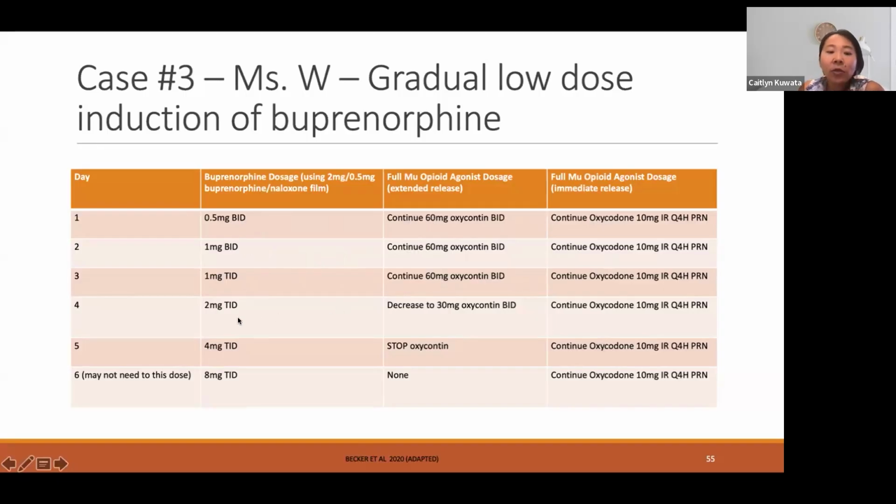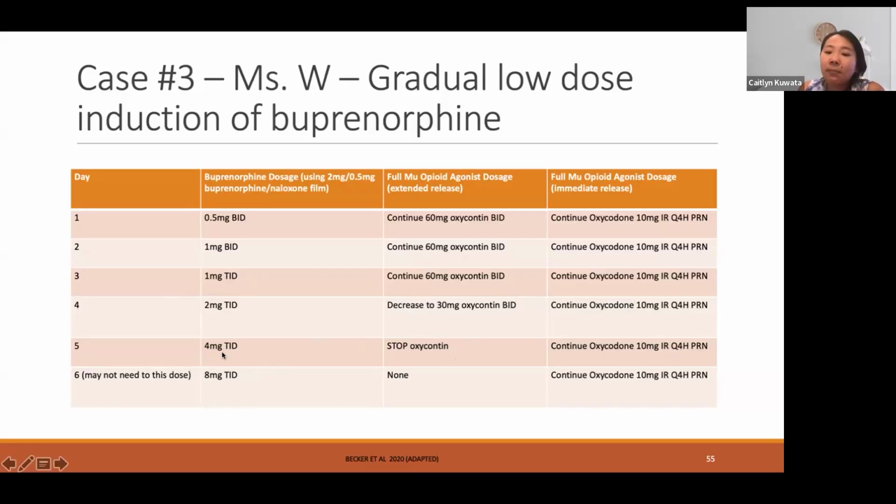On the fourth day, you could do a whole sublingual buprenorphine film 3 times a day, but you decrease your OxyContin long-acting in half. So now you're doing 30 milligrams BID, and you still have your PRNs. On the fifth day, you go to 4 milligrams TID, and you stop the OxyContin completely, and you continue with your PRNs.